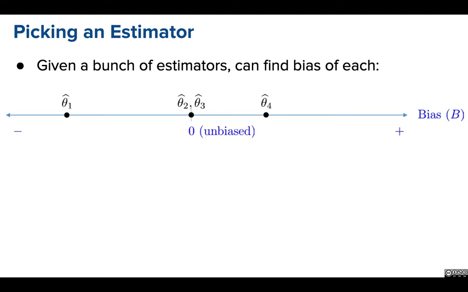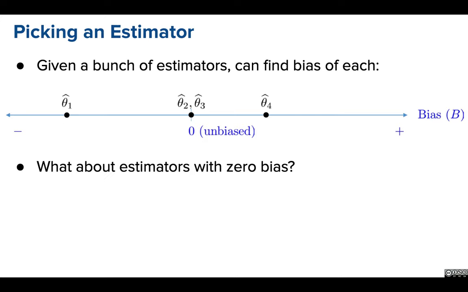So some estimators will undershoot, so they'll get a negative bias. Some estimators will overshoot, so they'll have a positive bias. And some estimators will get right on the money. Okay, so those estimators we would say are unbiased. But it turns out that there are usually a lot of estimators with zero bias.